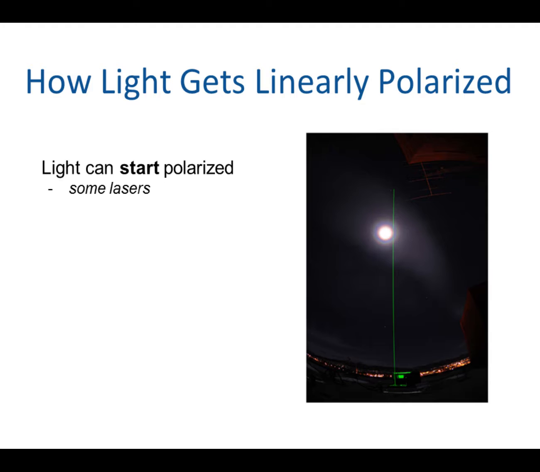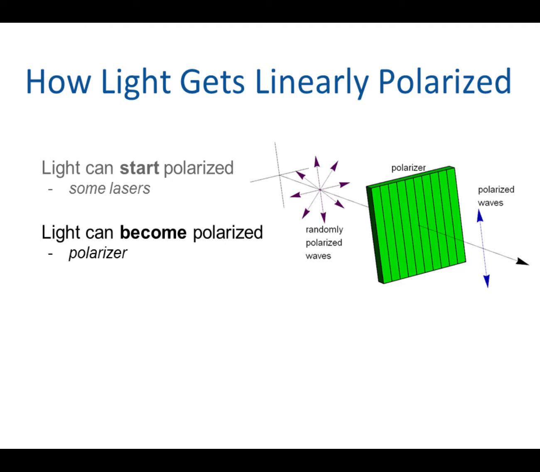So we talked about how you can see linearly polarized light, but how does it even get started to begin with? How is it even created? Well, some light can start polarized, like in some or most lasers. But just like you can use the polarizer to see polarized light, any light coming through the polarizer is now linearly polarized. So that's another way that you can create linearly polarized light.